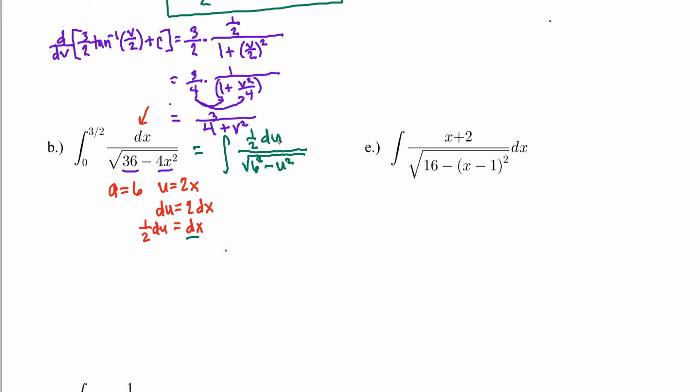Now, while we're at it, let's go ahead and adjust our limits of integration. Here's the relationship between u and x. If x is 0, u is going to be 2 times 0, still 0. If x is 3/2, u will be 2 times 3/2, or just 3. Now we can integrate directly without having to go back and recover our original variable.